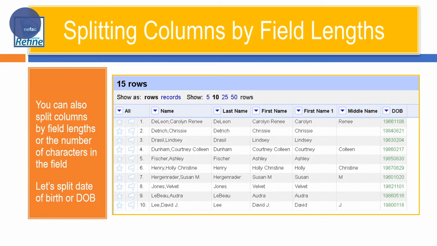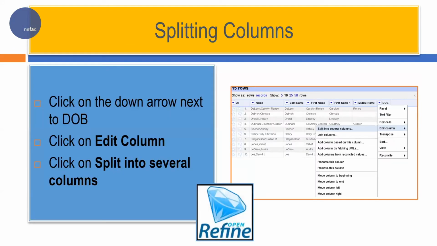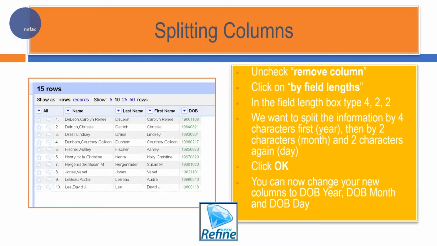And we want to also change our date of birth. It's all crammed together in there. So we're going to separate this a little differently. So click on the down arrow next to date of birth. And we again go to edit column and split into several columns. And we're going to do this a little differently. We're going to separate this by field length. So we're going to actually count out the integers in the year, in the month, in the day. And that is how we're going to split this up.